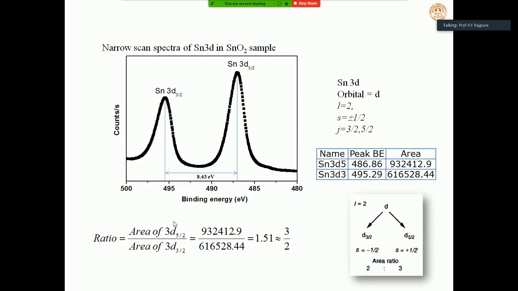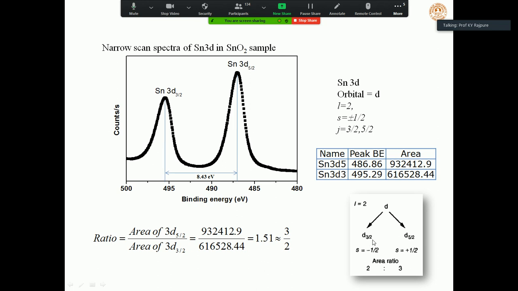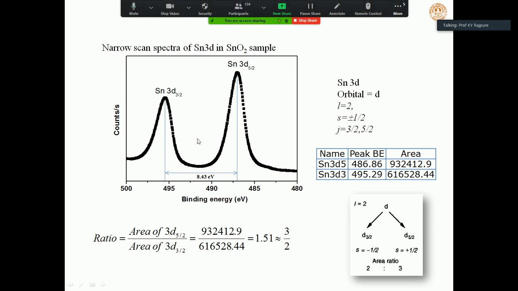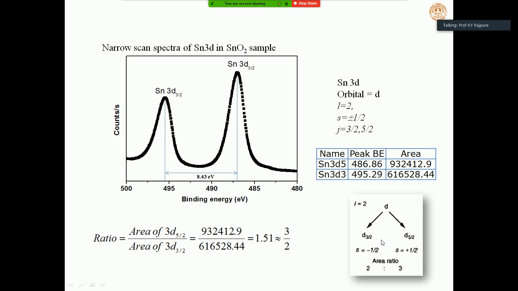As I said, what is the area ratio of these two peaks? For d, it should be 2:3. Means the area under the curve of the d 5/2 peak should be 1.5 times that of the area under the curve of the d 3/2 peak. So we have the area under the curve of d 5/2 here and d 3/2 there, and the ratio is 1.5. You can see, so here our theory is also confirmed.